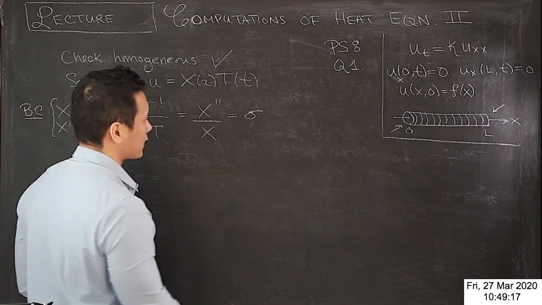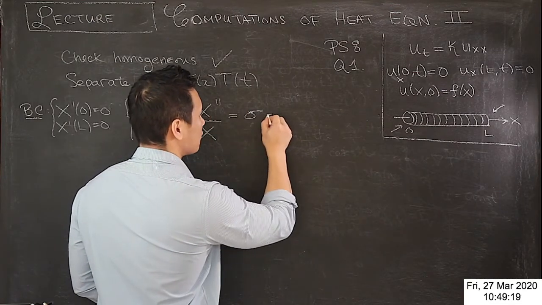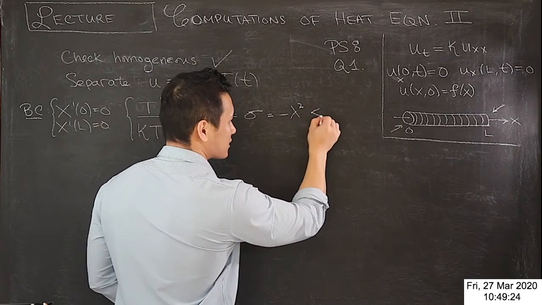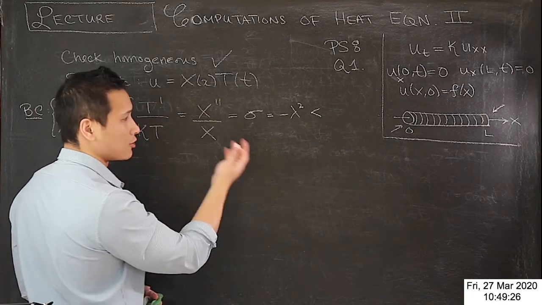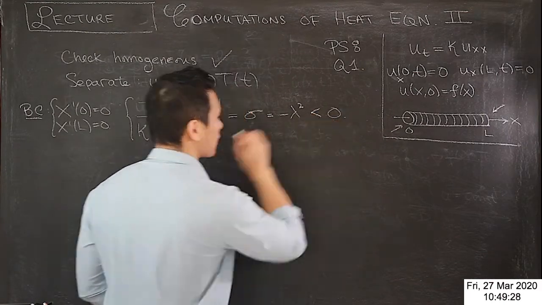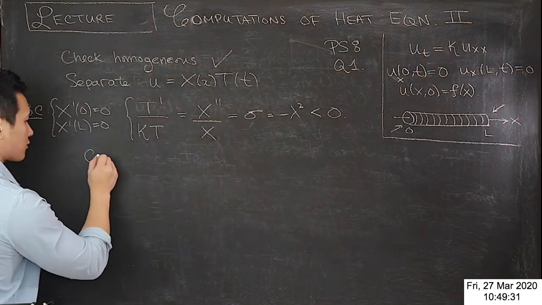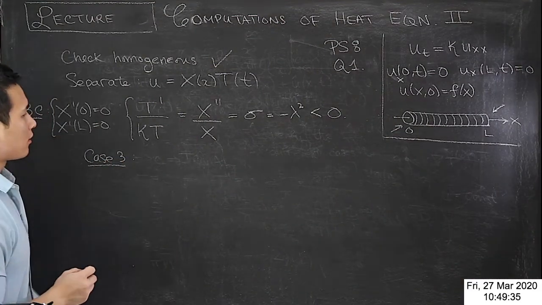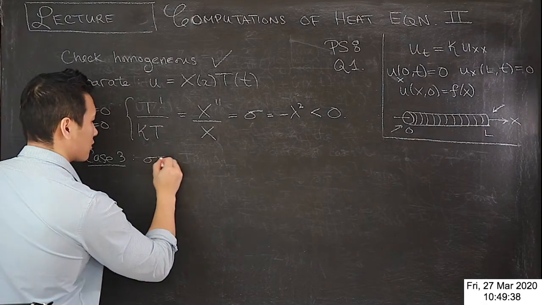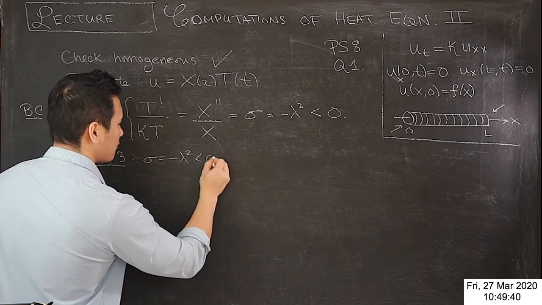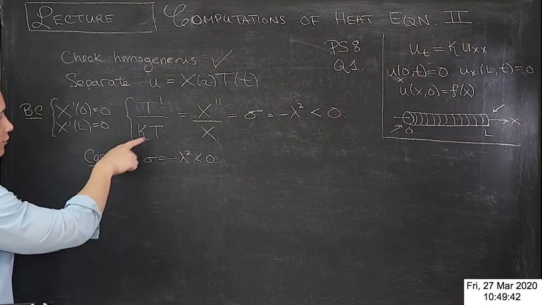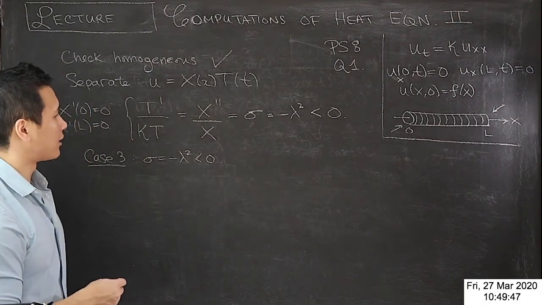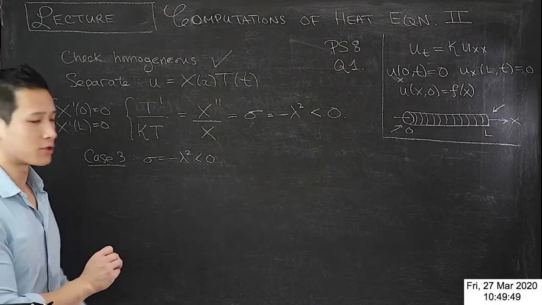You could have combined case 2 and 3 and made this equal to minus lambda squared, and then you could make this less than or equal to 0, and then you would have done case 2 and 3 together, but now we'll do that case. So this is now case 3. And so sigma here is minus lambda squared, which is less than 0. And then you solve those two equations, and it's the same as the Dirichlet solution that you had before. Everything's the same until you impose the boundary conditions.